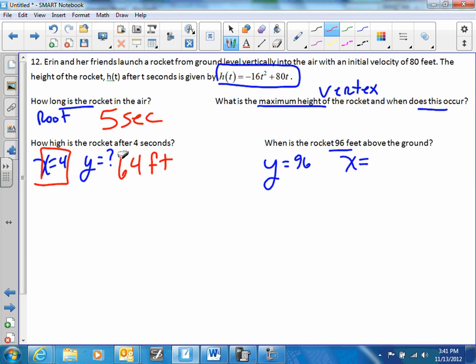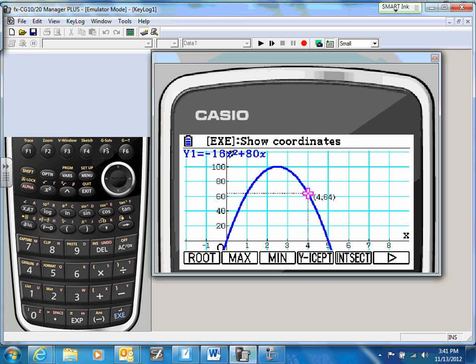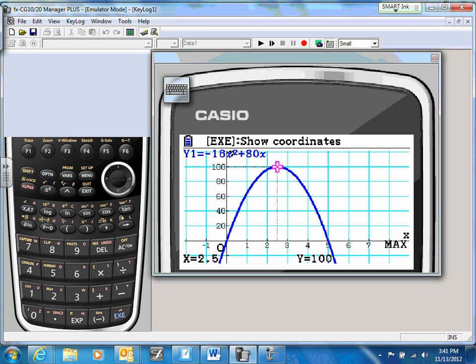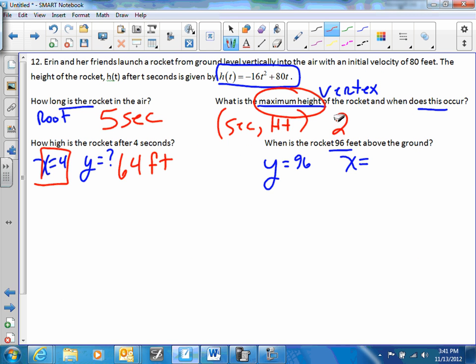The next thing I want to tackle is the maximum height. So I want the vertex. All right? Remember, your vertex is going to be seconds, and then, of course, height. So let's go back to the calculator, and I'm going to find the vertex. So GSolve, I want the maximum. And at 2.5 seconds, the height is going to be 100. All right, so at 2.5 seconds, the height is going to be 100 feet, and put it as a coordinate point, okay?